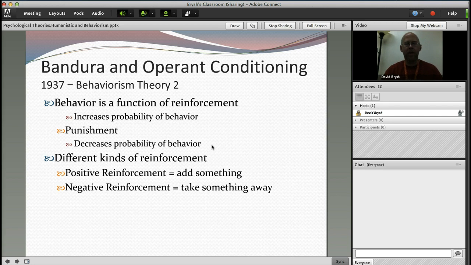Negative reinforcement is taking something away. So that would be like grounding. That would be like taking away your Xbox. That would be like taking away your cell phone. Those are negative reinforcers, right? Taking something away. Like I said, parents use this kind of behaviorism all the time, right? They use positive reinforcement and they use negative reinforcement.